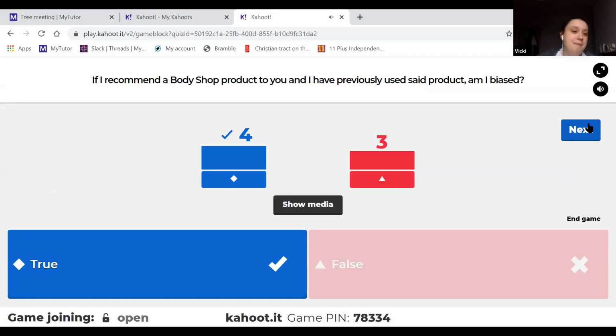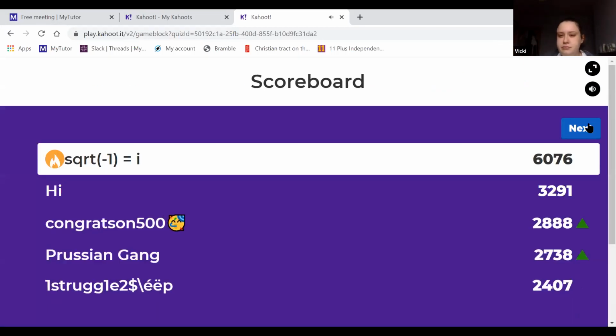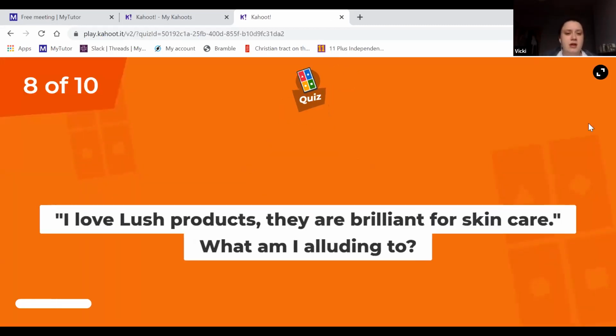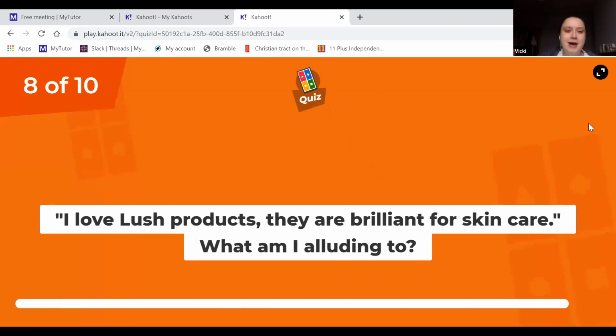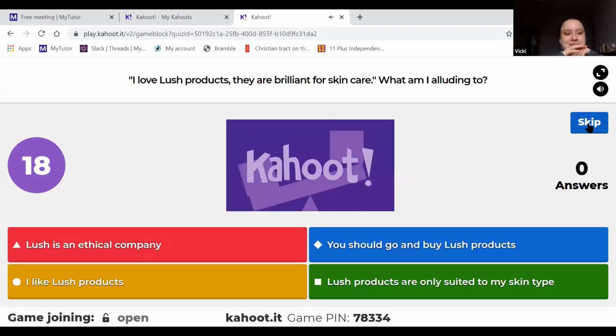Yeah, so I am biased because I've had the opportunity to use the product and decide whether I like it or not. Then I am biased because I've already had that experience, whereas I can't look at it objectively. So my opinion is subjective, basically. It's not provable. I love Lush products. They are brilliant for skincare. What am I alluding to?